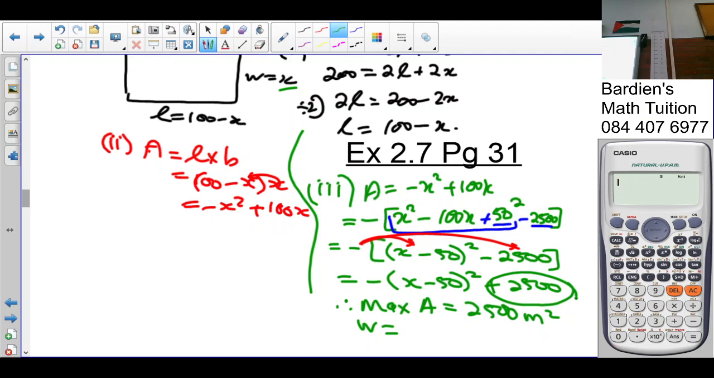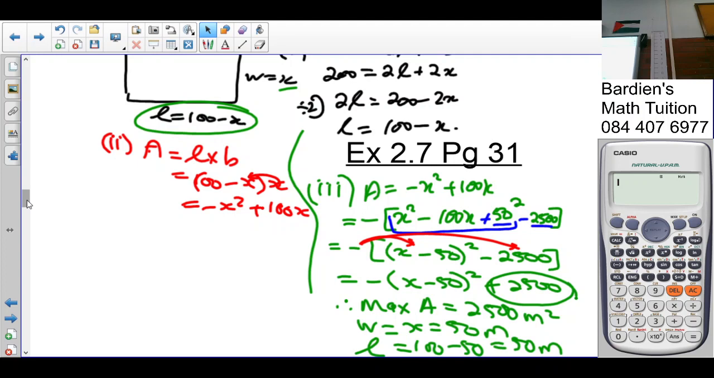X is equal to 50. And the length, which is this here, it's 100 minus 50. What's 100 minus 50? Also 50. So the largest possible area will occur at the width of 50 and the length of 50. And 50 times 50 is 2,500 anyway. You guys understand? So that's that. Any other confusion regarding this question?